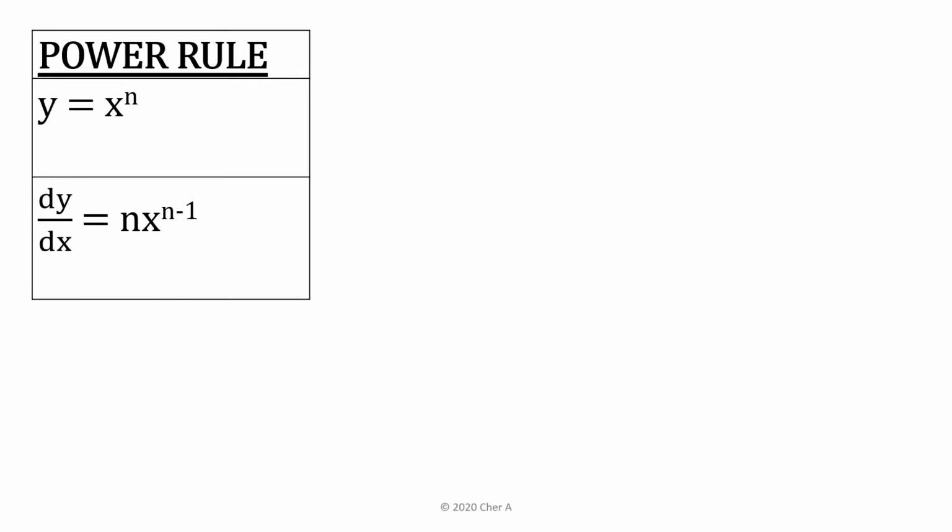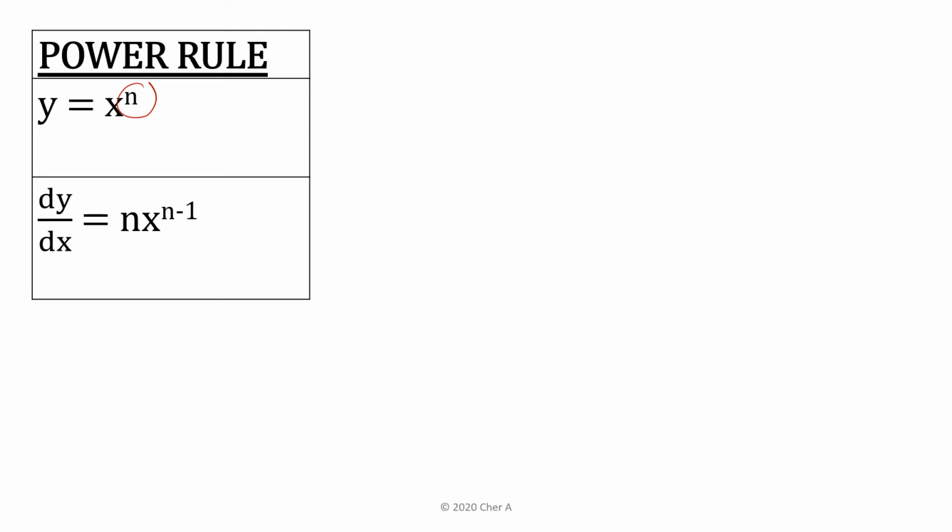There are 6 basic rules in differentiation that we are going to learn today. We will start with the power rule. Why do we call it the power rule? Because you will see a power in your function. Or rather, you will see a power attached to the x in your function. So we have y equals x to the power of n.